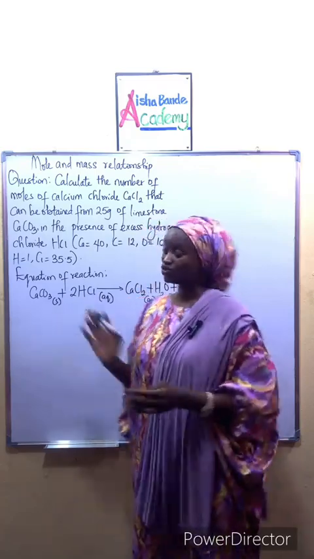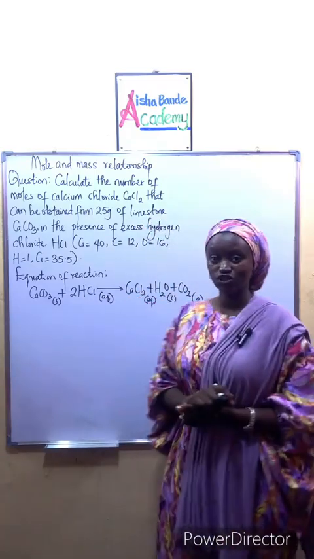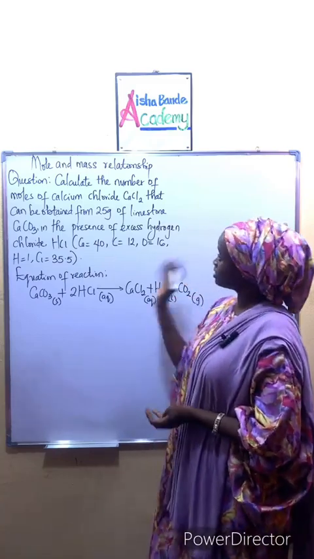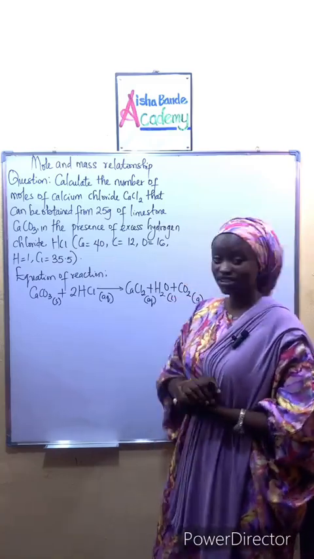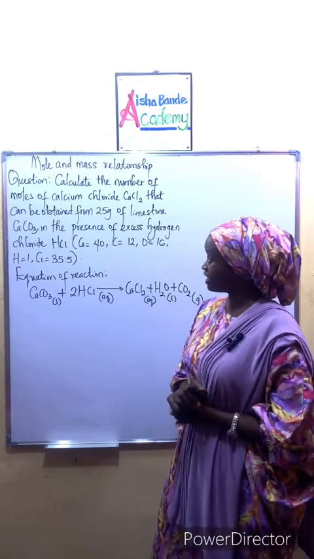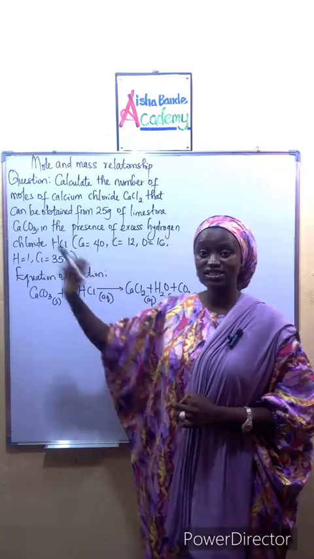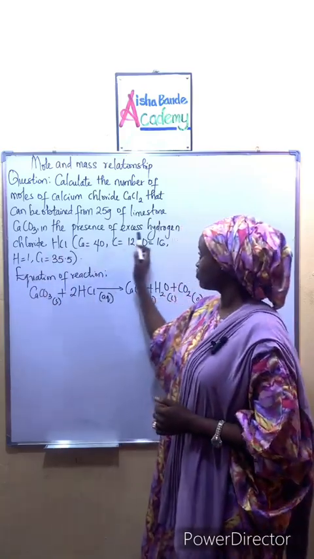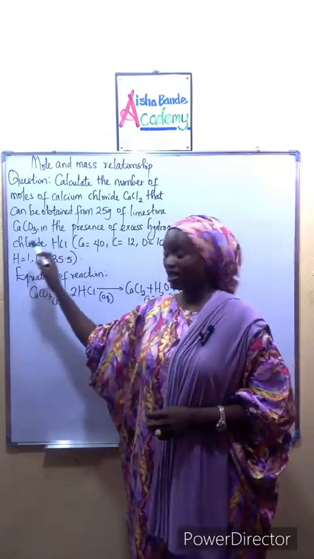So we have a question to solve which is under the mole and mass relationship, which reads, calculate the number of moles of calcium chloride, CaCl2, that can be obtained from 25 grams of limestone, that is CaCO3, in the presence of excess hydrogen chloride, HCl.